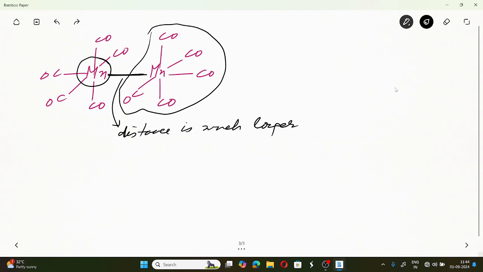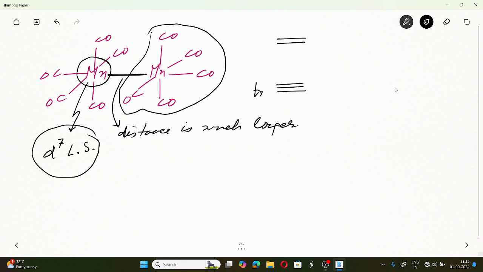This complex does exist. The reason is, see, if you look at manganese, this is a d7 low spin system. See, carbonyl complexes will always be low spin because carbon monoxide is a pi acidic ligand, a strong field ligand. So look carefully at d7 low spin in octahedral geometry: t2g eg, d7 low spin.